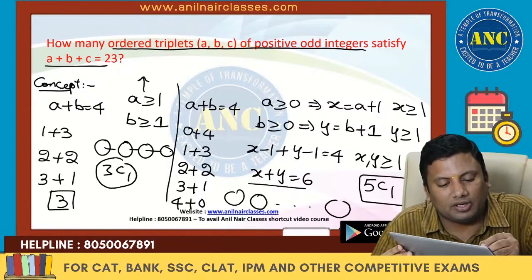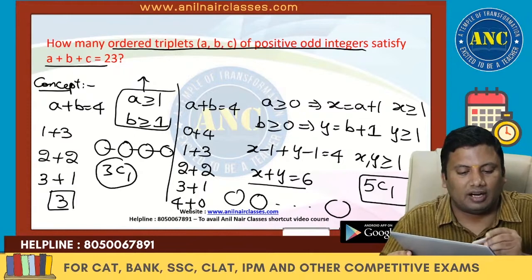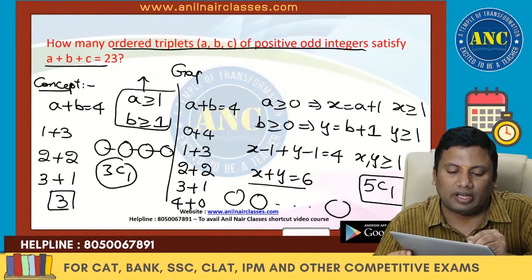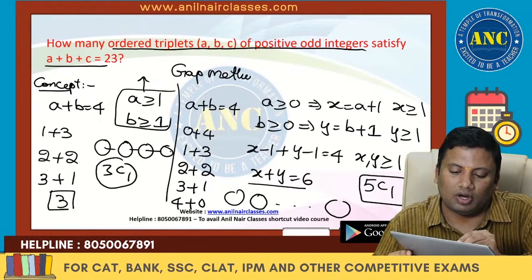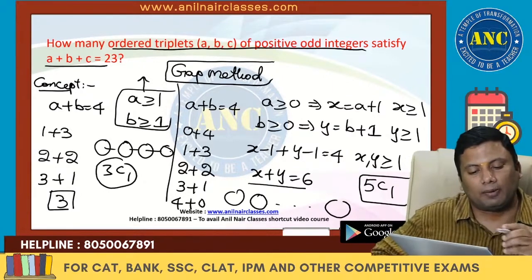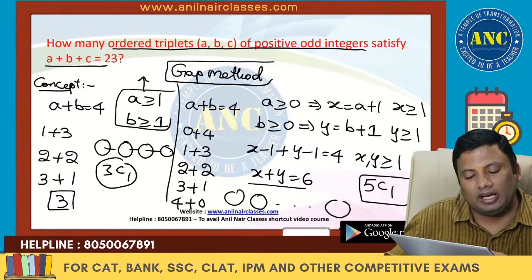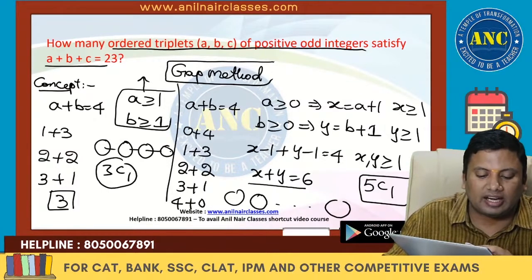The variables should start from 1. If the variables are starting from 1, you can use this beautiful gap method to solve a lot of problems, sir. A plus B equivalent to 4. 4 balls are kept in a line. There are 3 gaps. Select any one gap.